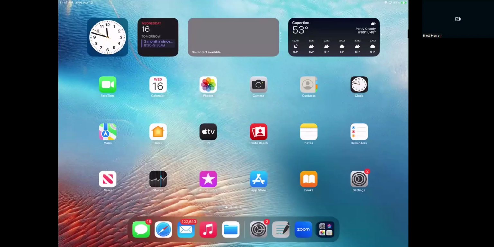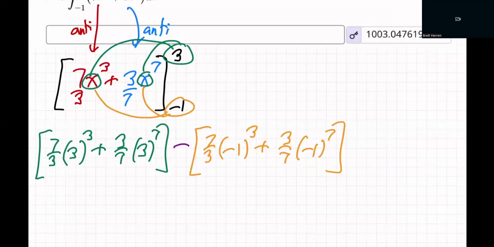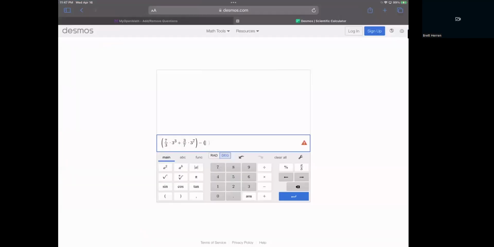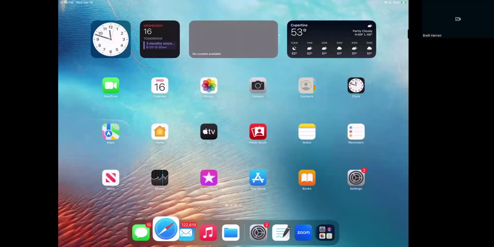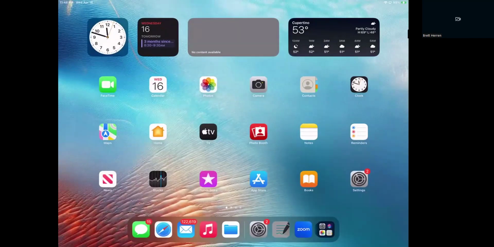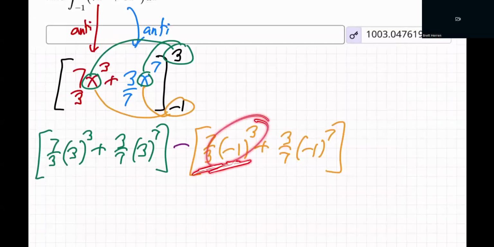So yeah, minus 7/3 times -1. I know that's just -1, so that'll just be -7/3. 7/3 times -1 is -7/3. Right? I'm talking about right here. 7/3 times -1 cubed is just -1. So that's -7/3.